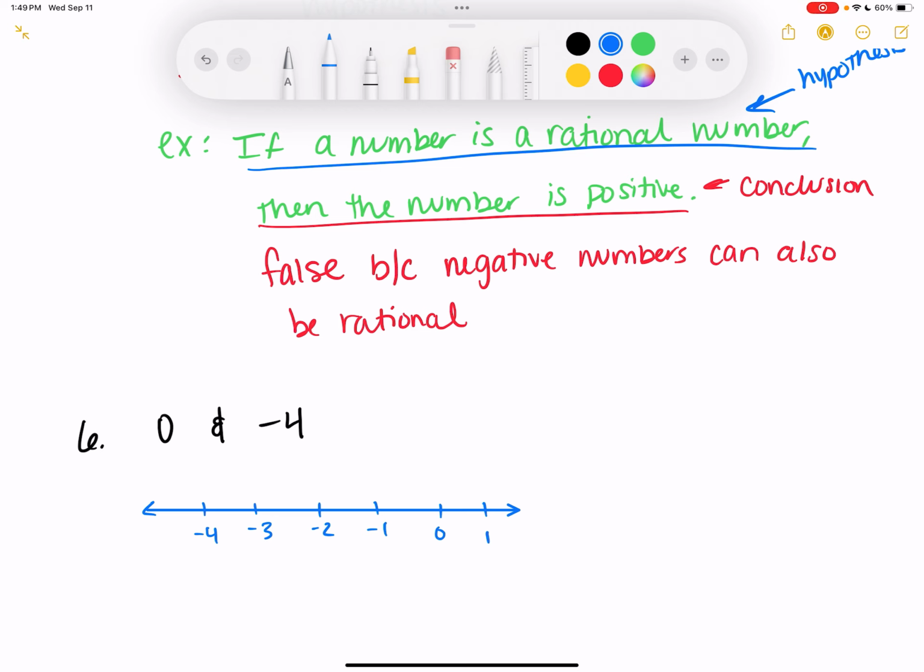All right, so I plot the points on here. We just put a little dot where they are. So at 0 and at negative 4. And then which one is greater? 0.